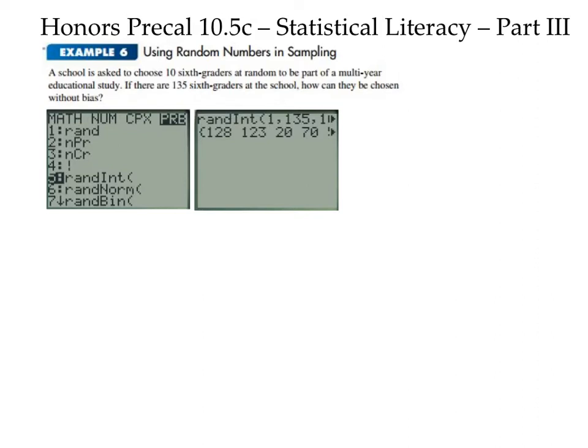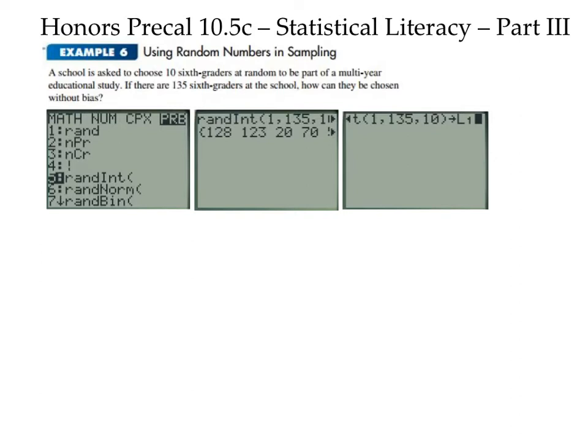This command asks the calculator to come up with 10 random numbers between 1 and 135. You can't see the 10, but it's there. You also can't see the numbers, so I find it helpful to do something else instead. I enter the same command as before, randint 1, 135, 10, but now I add store in list 1. And list 1 you can find as second 1.